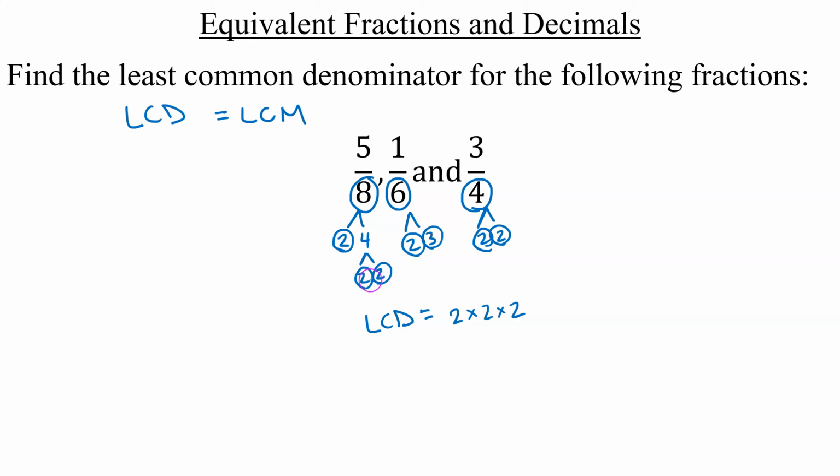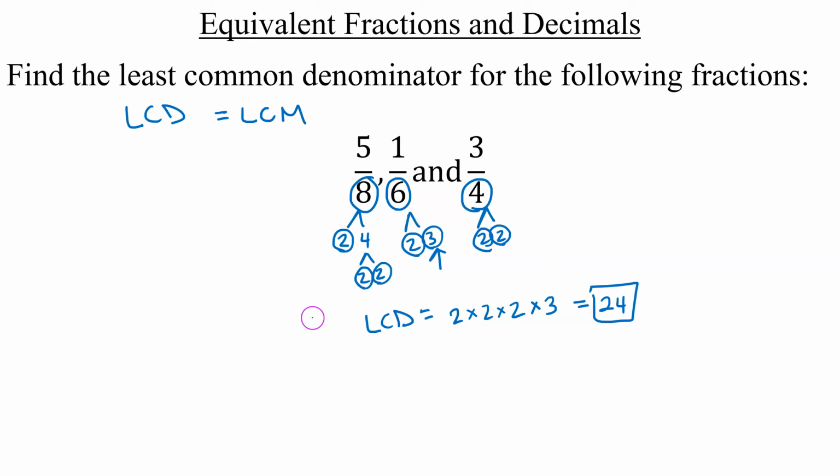This one has no 3s, this one has a 3, this one has no 3s. So even though 2 of them don't have 3s, this one has the greatest number of 3s. It has 1 3. So that needs to be in our least common denominator. 2 times 2 is 4, times 2 is 8, times 3 is 24. So there's our least common denominator.